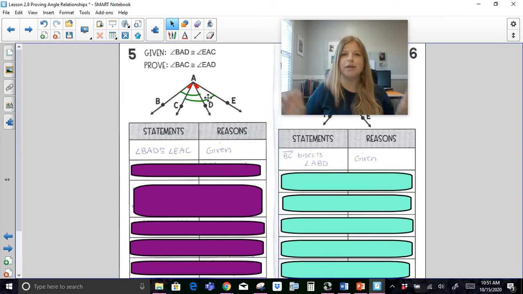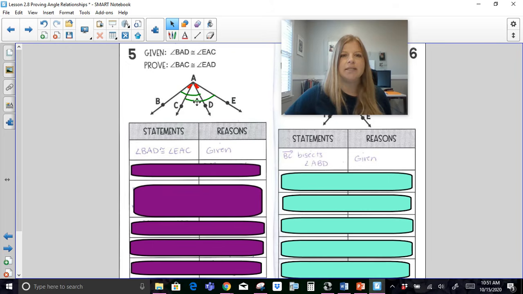So if I subtract the measure of that smaller angle out from both of the bigger angles, then I'm going to be left with the two smaller angles being equal to each other. Okay, so it's going to be very familiar and very similar to the segment addition postulate, but instead we're using angles. So let's think about that game plan as we go ahead and write this.